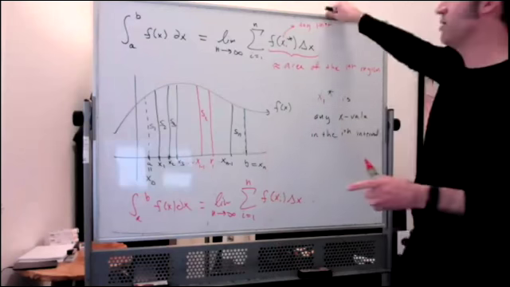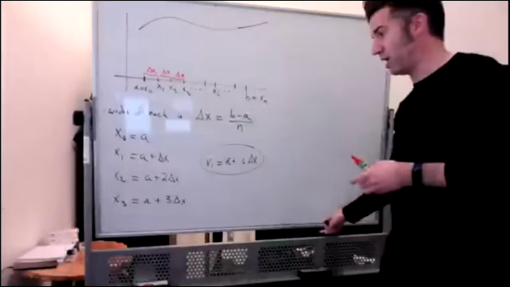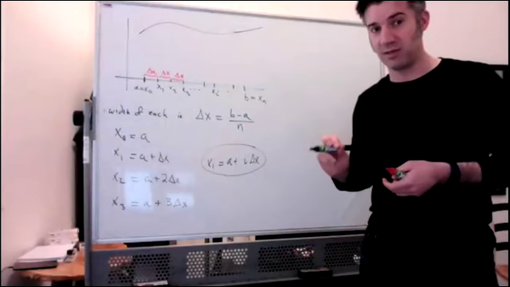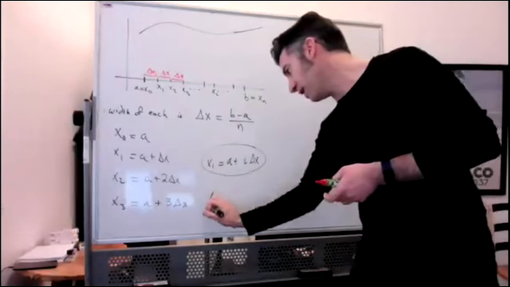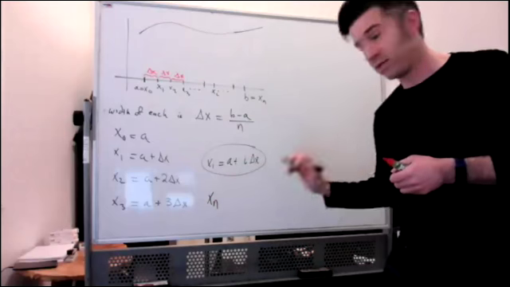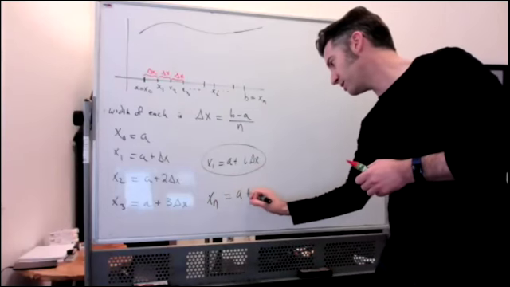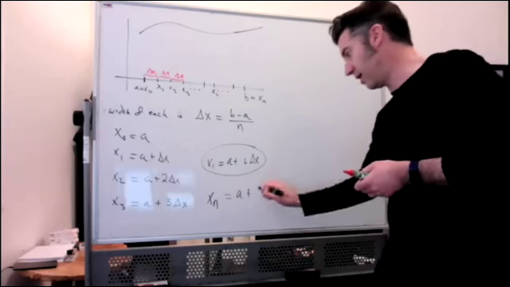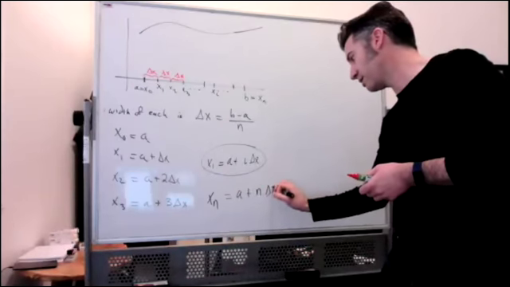Just one more thing. The last thing I like to do just to check to make sure that I've actually done this right is to make sure that x sub n turns out to be what it's supposed to be. So if I was to calculate x sub n, check this out. It's going to be a plus i, sorry, not i. I'm replacing i with n times delta x.